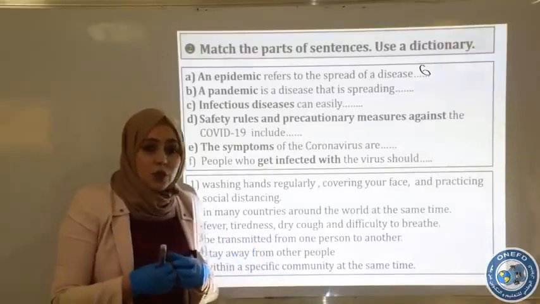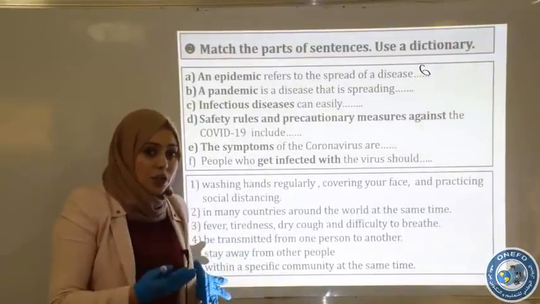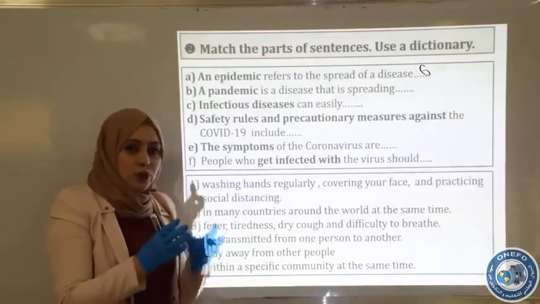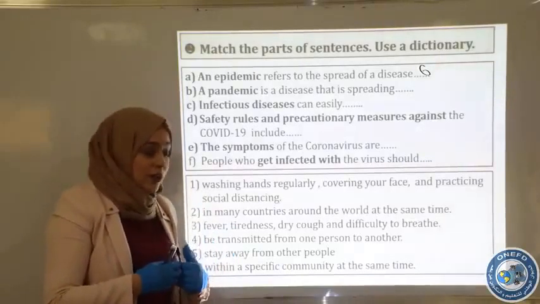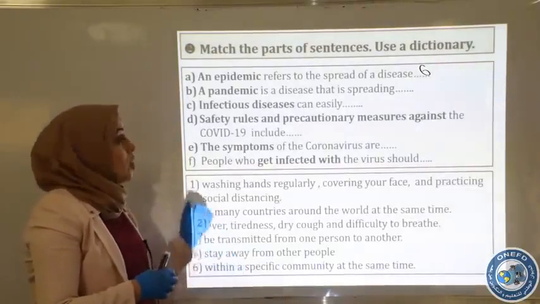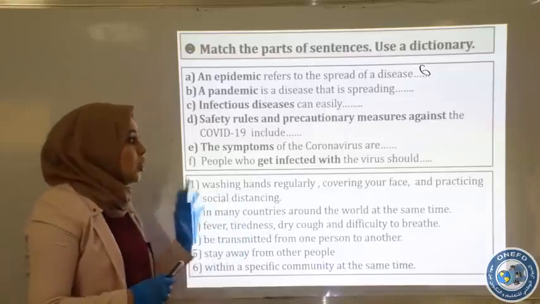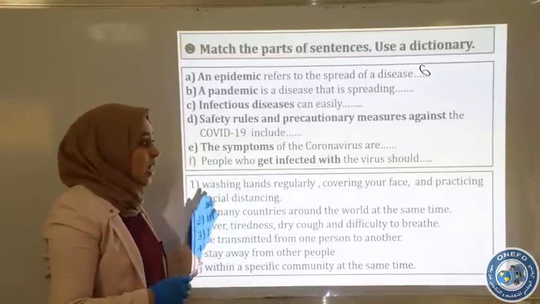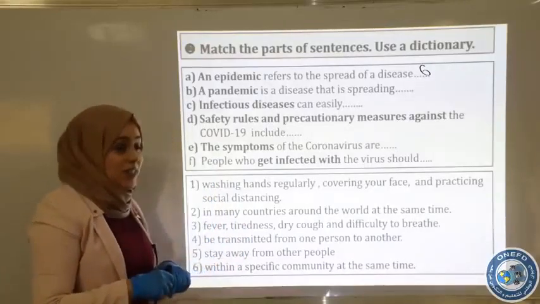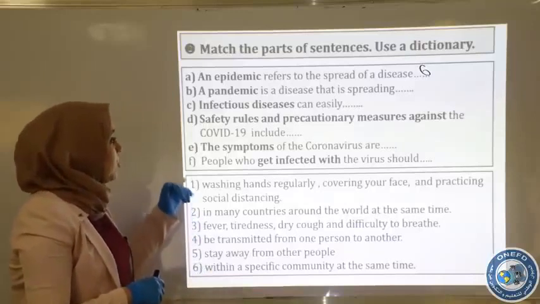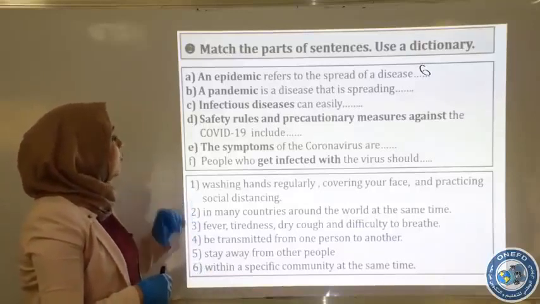That means a specific room. It can be, for example, only one country, or it can be a few countries that are close together. This is what we call an epidemic. So, you will try to read the sentences and match the halves together. I'm going to help you by reading the sentences.